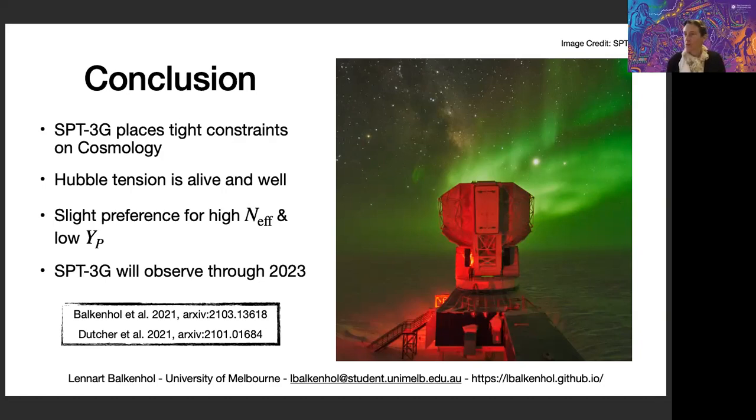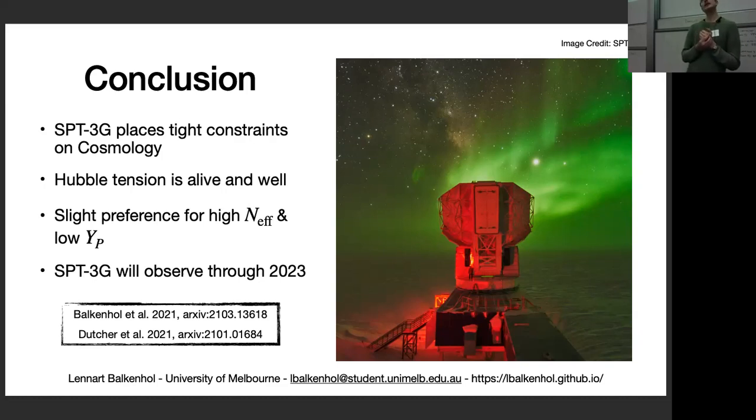I can already see one question here from Colin Howlett, who says, thanks for the very interesting talk. When performing the N effective plus Y_P fits, did you fix the sum of neutrino masses? Could some of the larger preferred N effective also be explained by changes to mu? The neutrino mass is fixed to the minimum allowed by solar oscillation experiments, so 0.06 eV, I believe.